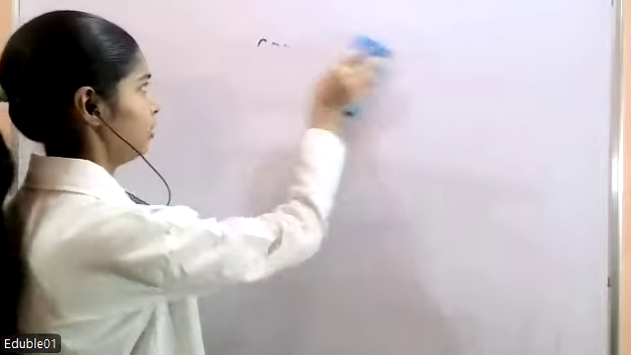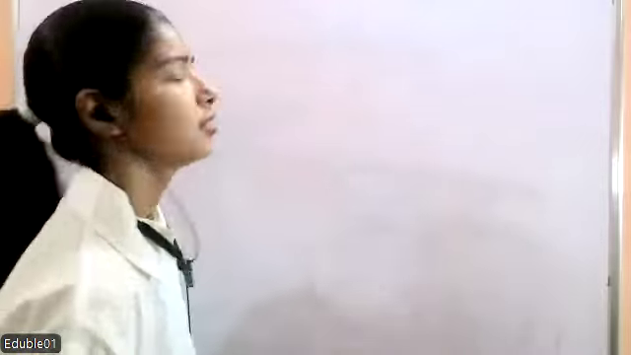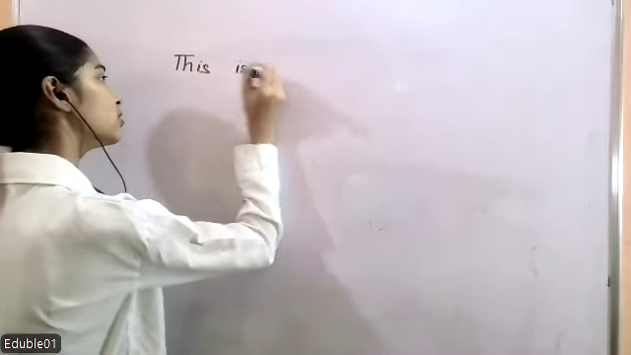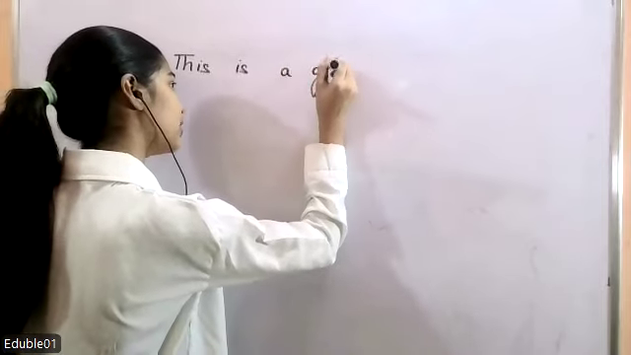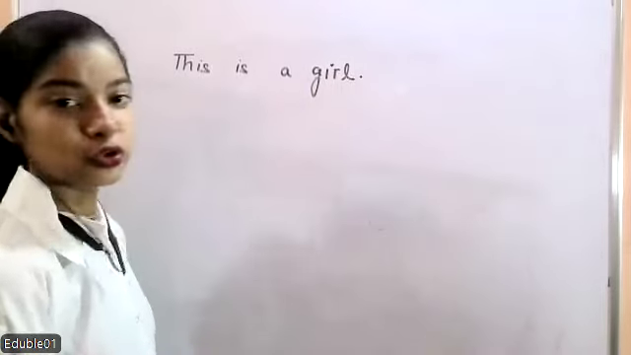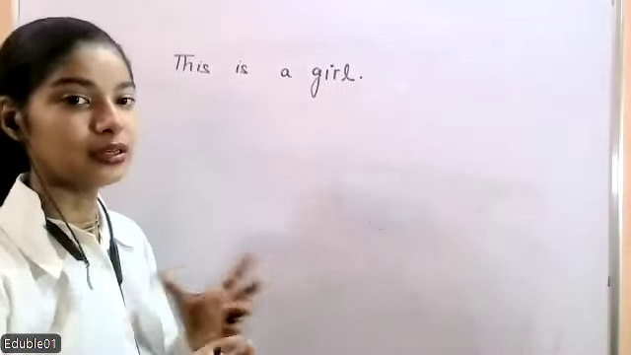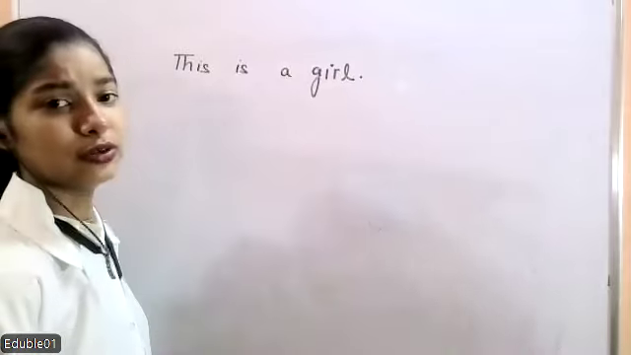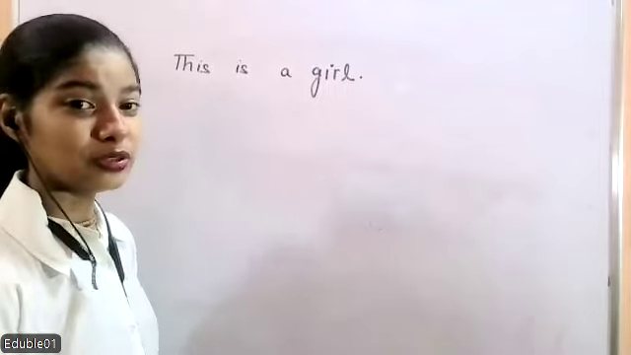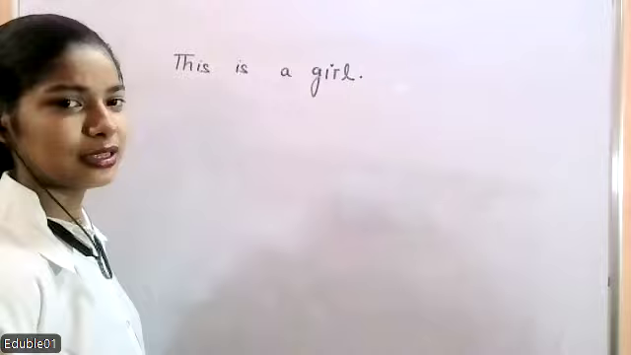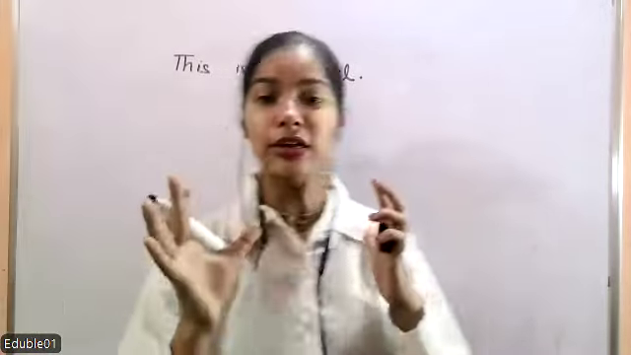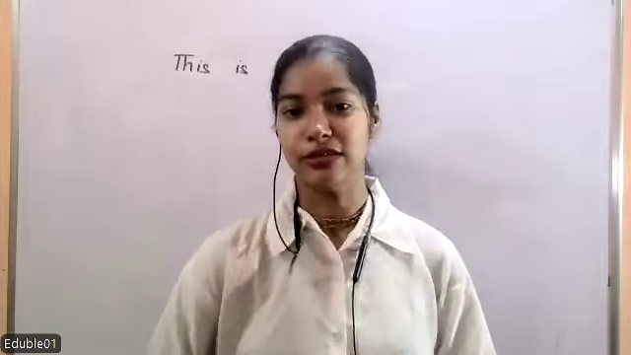Let's take some examples. This is a girl. I'm not talking about any specific girl. I'm just talking about a girl. A girl can be anyone. I'm a girl, you can be a girl who is watching right now, and our sisters can be girls. I'm just saying that this is a girl.